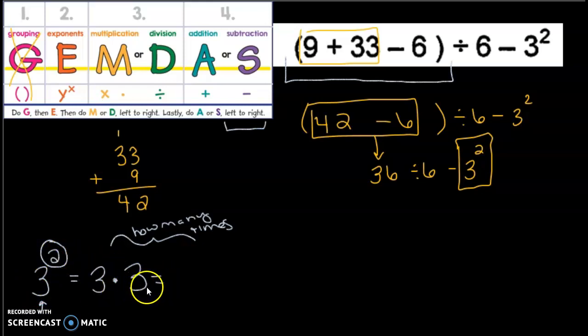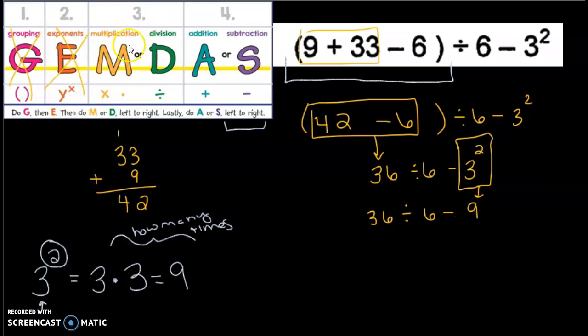So we have 3 times 3, which is 9. So that's going to go here. And then everything else I'm just writing, one tiny step at a time. All right, any more exponents? I don't see them, so we can go ahead and cross that guy out.